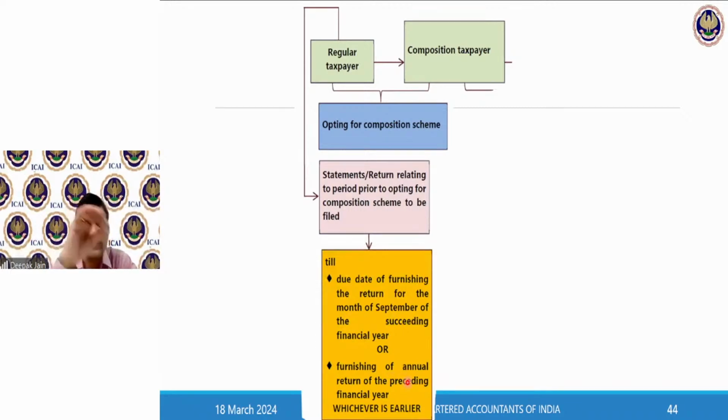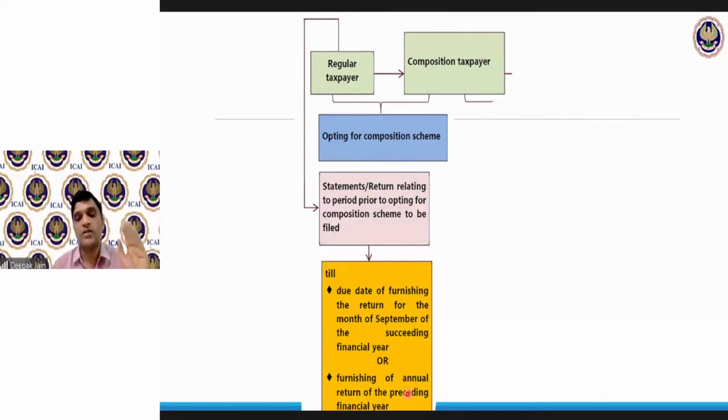ठीक है. So if you're moving from regular scheme to composition scheme, this scheme is saying that आपका पुराना जो भी रिटर्न है उसको फाइल कर दीजिए by the month of September or the due date of filing of annual return, whichever is earlier. अगर आप annual return पहले फाइल कर देते हो तो up till that date, if you're filing it late, then you have to file all your previous returns by the month of September. उसके बाद आप फाइल नहीं कर सकते.